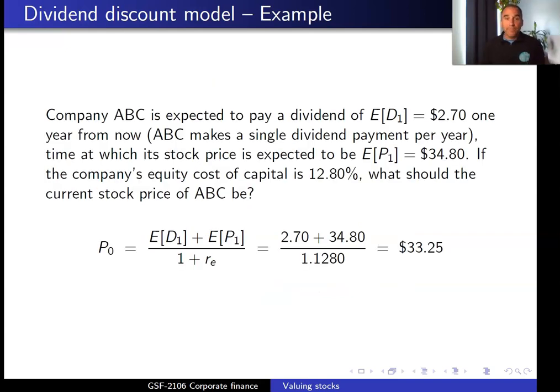Okay, company ABC is expected to pay a dividend of $2.70 1 year from now, at which time the stock price is expected to be $34.80. If the company's equity cost of capital is 12.8%, what should the current stock price of ABC be? Well, the present value of 2.70 plus 34.8, which is $33.25.